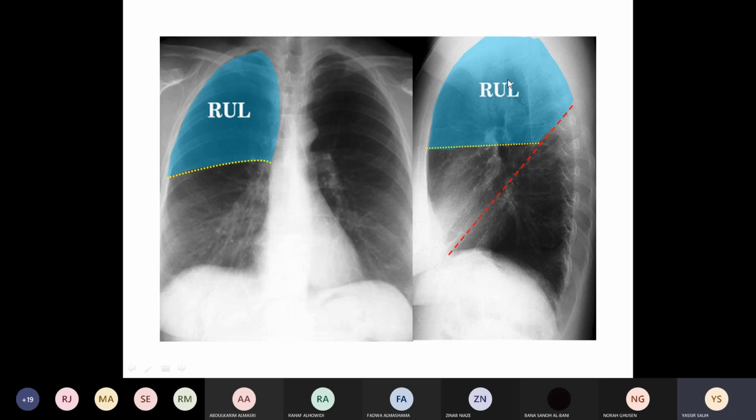This is the area of the right upper lobe. If it is there, this is the right middle lobe. If it is here, this is the right lower lobe.